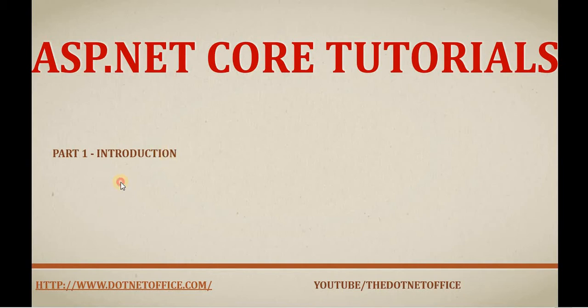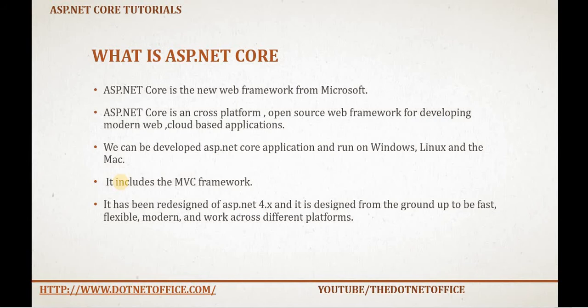So let's understand what ASP.NET Core is. Basically ASP.NET Core is a new web framework designed by Microsoft, and it is cross-platform and cloud-based. ASP.NET Core is a redesign of ASP.NET 4.x. Previously they gave it the name ASP.NET 5, but later they changed it to ASP.NET Core. So ASP.NET Core is a cross-platform, open source web framework for developing modern web and cloud-based applications.